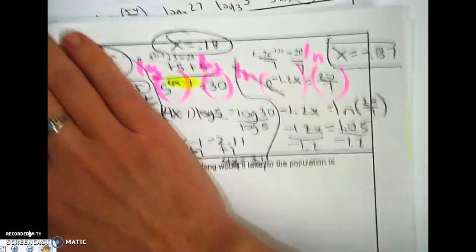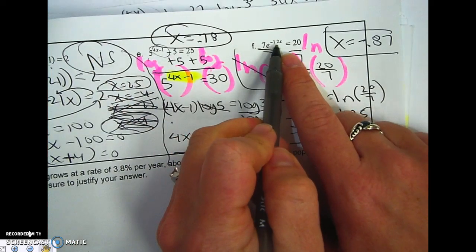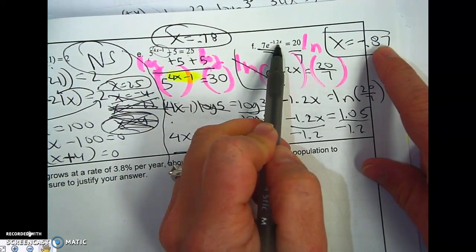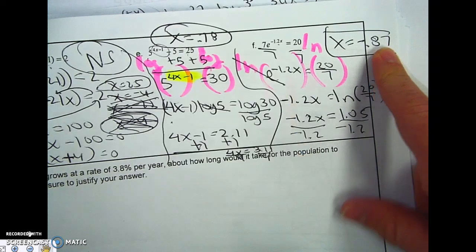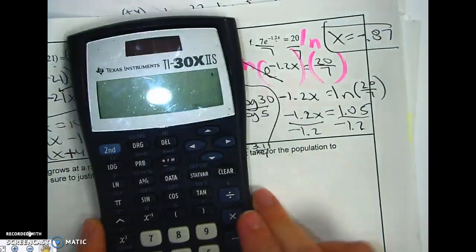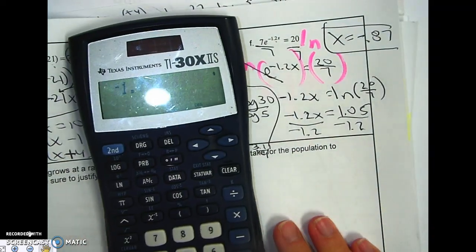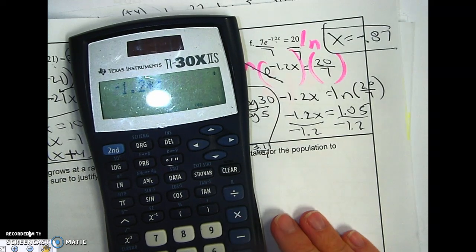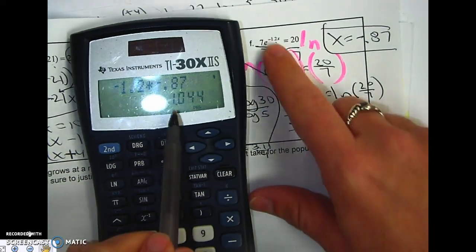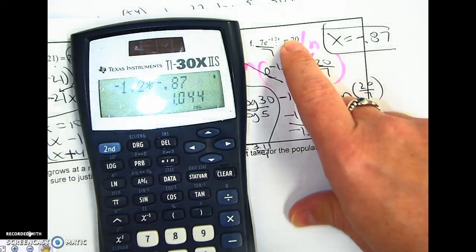Now, just like in logs, you can't have negative numbers, in natural logs, you can't. But the thing is, if you did this, a negative times a negative is a positive. So let me show you how to check this one as well. I know some people want to do that. So I go negative 1.2 times negative 0.87. I'm going to take e to that answer.